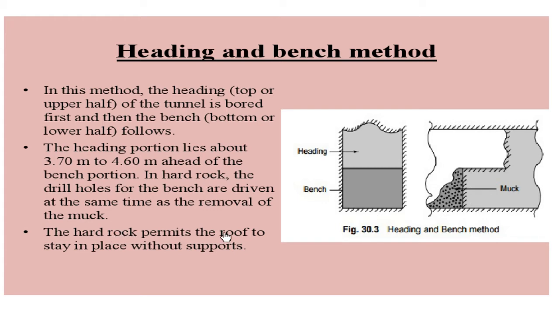The hard rock permits the roof to stay in place without support. We know that this is the roof portion. So once you are excavating this portion, no support is there. Sometimes if it is not a hard rock, this portion can fall into this region. But since it is a rock portion, this hard rock will permit the roof to stay in place without any support. Here no supports are there. But still the hard rock will permit what?